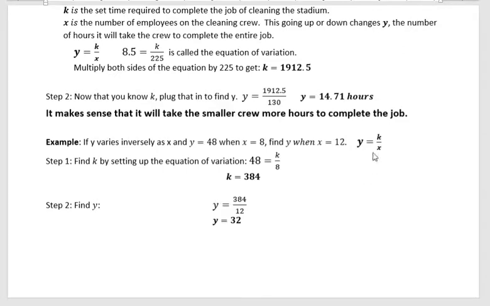And then just go back to that same basic equation, plug in the K that you know and the X you were given, and divide to find the Y. Notice in this case, X went up, so our Y went down.